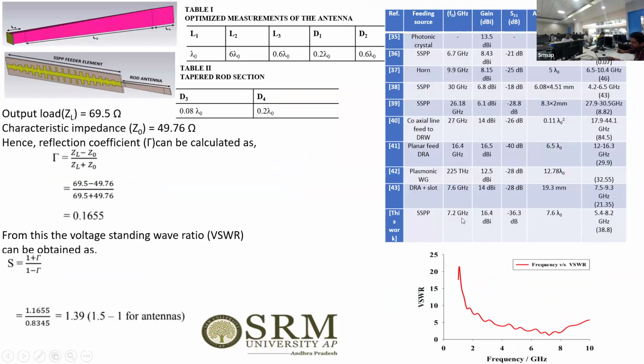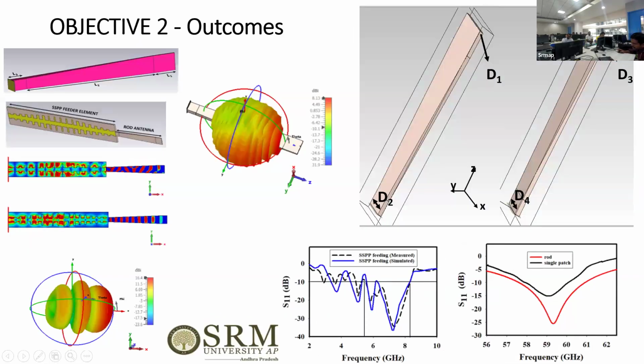So this is my work: 7.2 gigahertz, and 16.4 dBi gain is improved, and here 36.3. The thing here is that the existing design operates in the millimeter wave band, and by using this feeding technique, I reproduced the result in a lower frequency range. So this is my achievement using SSPP, spoof surface plasmon polariton, in a lower frequency range. The result has been established.